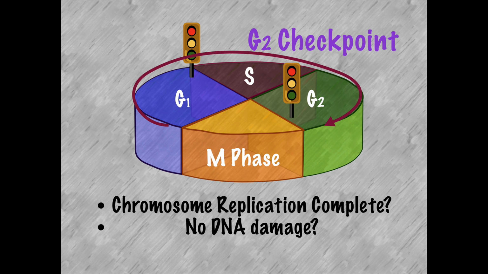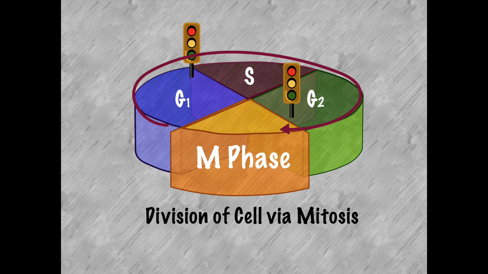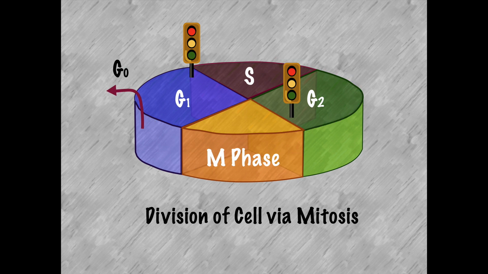Because any damage that is done to a cell, when it enters the M phase, is going to get passed on to that new cell. So now instead of having one bad cell, you're going to end up having 2 bad cells. And then those 2 bad cells will make 4 bad cells, and then 8, 16, 32, 64, and so forth. Okay? So when you have the green light, the final phase, the M phase, the division phase of the cell via mitosis, goes through.